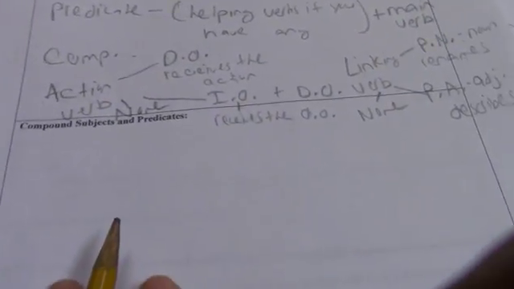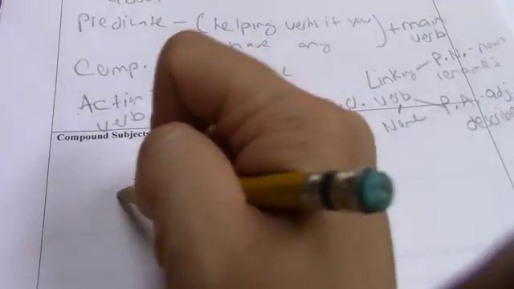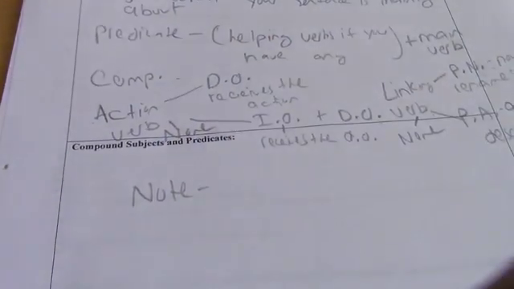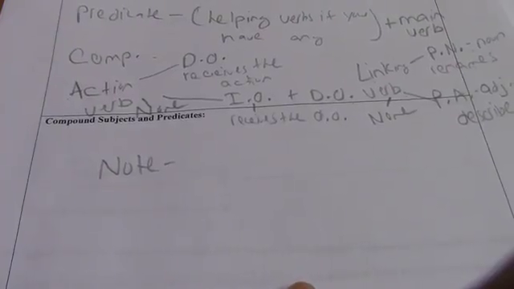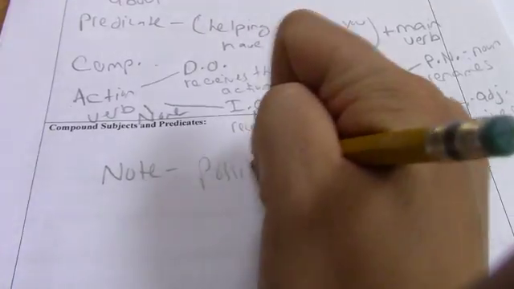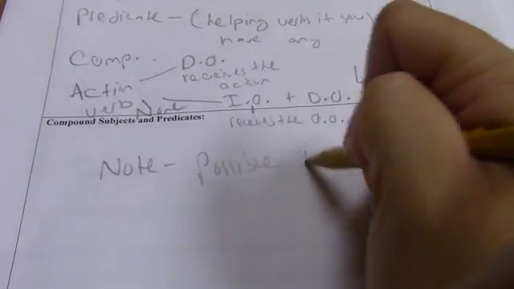Okay, compound subjects and predicates. Okay, so this is just a note. It is possible to have two subjects and two predicates in a sentence. So it is possible to have multiple subjects and predicates.